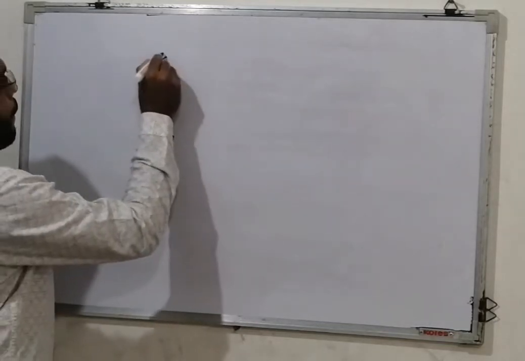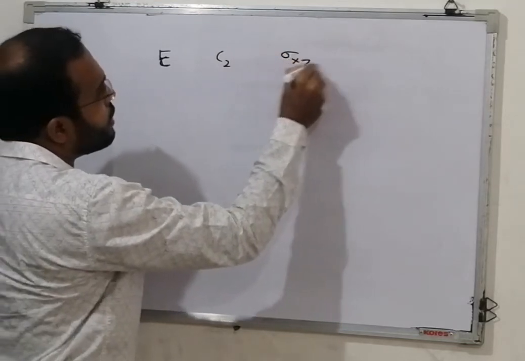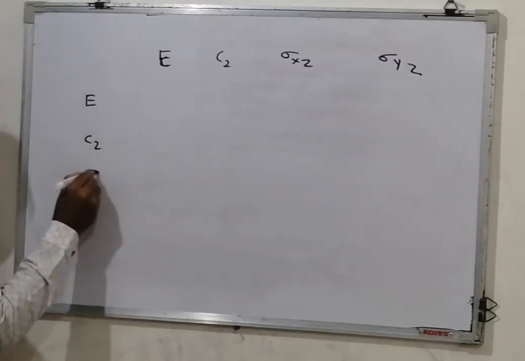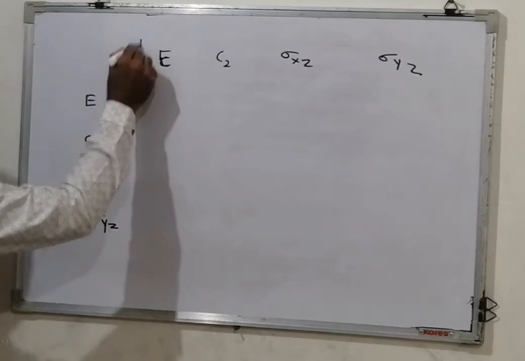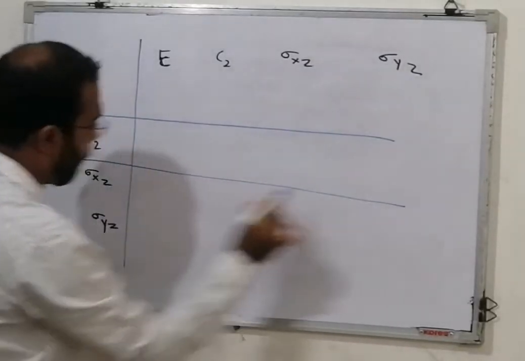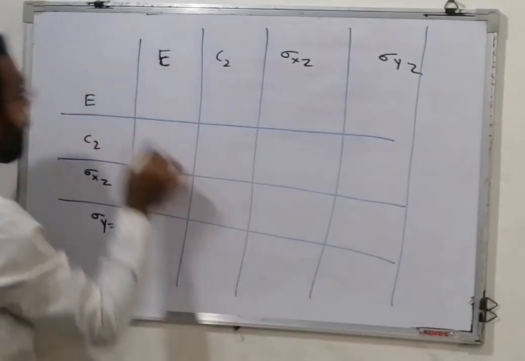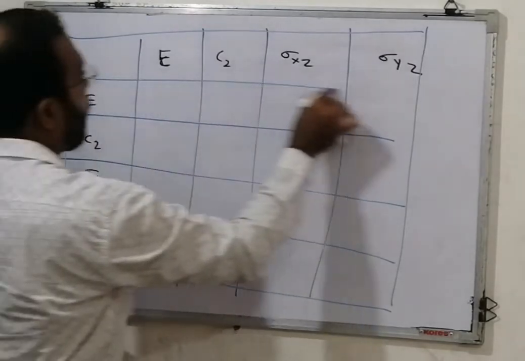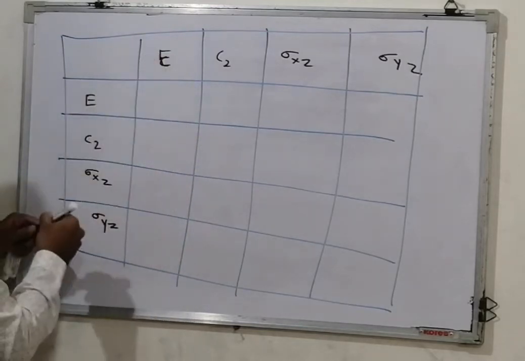Fine. E, C2, sigma XZ, sigma YZ. Again, E, C2, sigma XZ, sigma YZ. Make the columns like this. Fine. Now, this column for E into E, E.